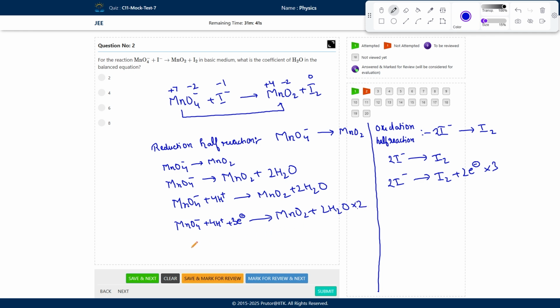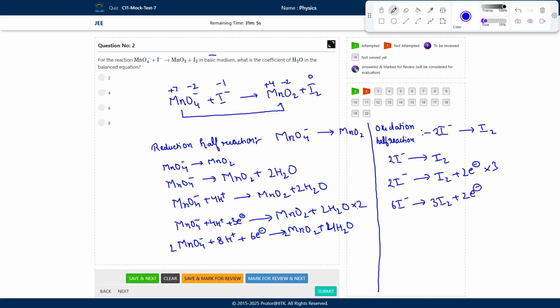Now what will be the result of it? There will be 2 MnO4 minus plus 8 H plus plus 6 electrons, giving MnO2 with a coefficient of 2, and 4H2O. This will be the case. Whereas the oxidation half reaction will be 6I minus converted to 3I2 plus 6 electrons.